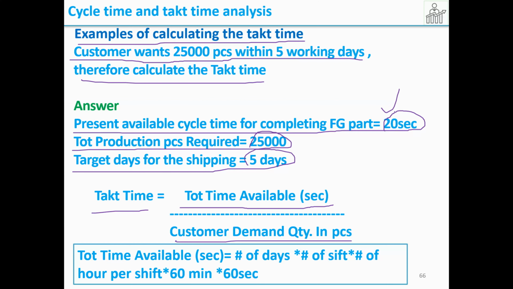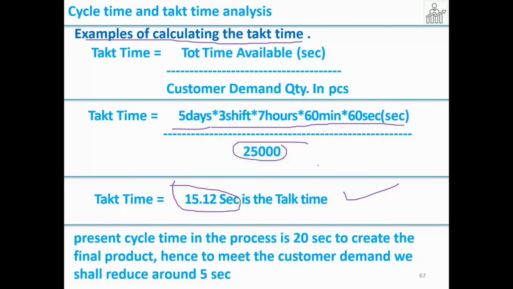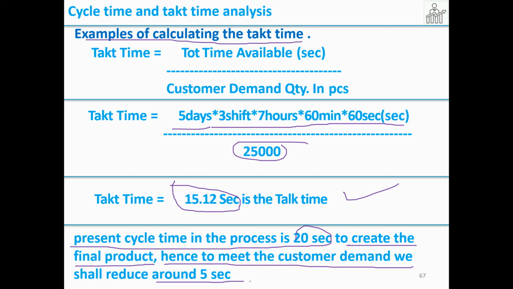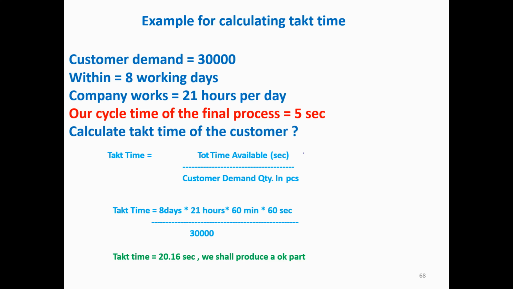But my internal cycle time is 20 seconds. Therefore, I will not be able to meet the demand. Therefore, I need to do improvement to reduce the time from 20 seconds to 15 seconds. Then I am able to meet the demand. The present cycle time in the process is 20 seconds to create the final product. Hence, to meet the customer demand, we shall reduce it by around 5 seconds. So this is an example for you to calculate takt time.